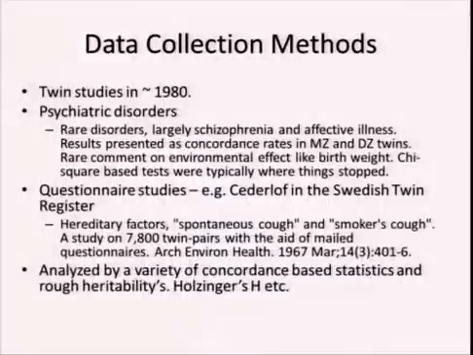Now, let's transport ourselves back to around 1980, and how were we collecting data in psychiatric genetics? What were the methods that we were using? Well, there were certainly a bunch of twin studies. People like Einar Kringlen and Erik Essen-Möller and Eric Strömgren and Irv Gottesman had gone and collected twin studies of severe disorders.